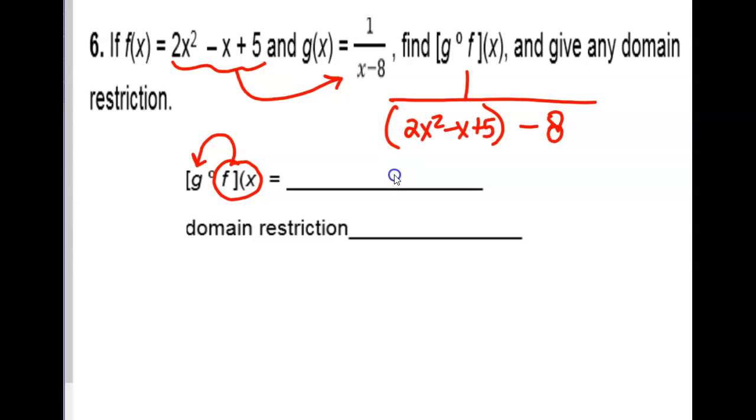What can I do with that mess? Do I need to distribute? Is this multiplying down here? No, so what do I need to do?